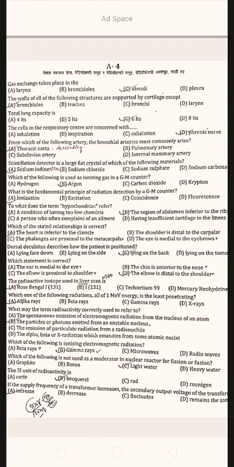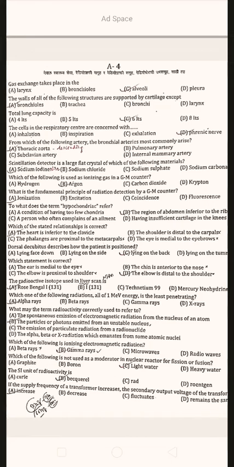Which of the following is ionizing electromagnetic radiation? Gamma rays. Most ionizing electromagnetic radiation is gamma rays. Which of the following is not used as a moderator in a nuclear reactor in fission or fusion? Light water. The correct answer is C.